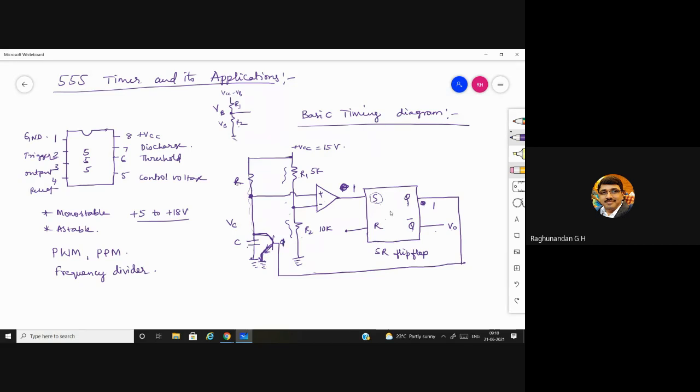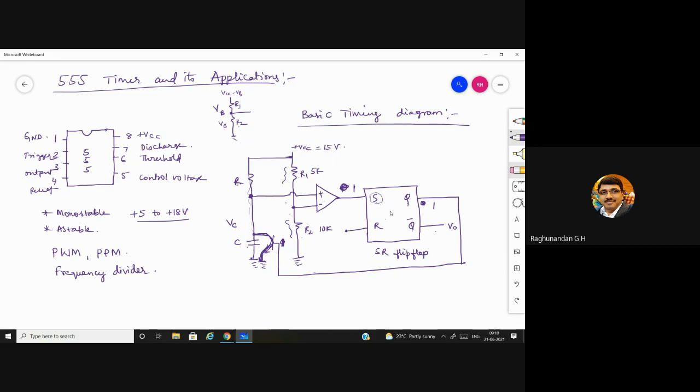So the base will be getting logic 1. Logic 1 is nothing but 5 volt in analog value. So now the transistor will again turn on and start drawing the current through this. So the capacitor again starts discharging. So this charging and discharging process keeps on continuing.